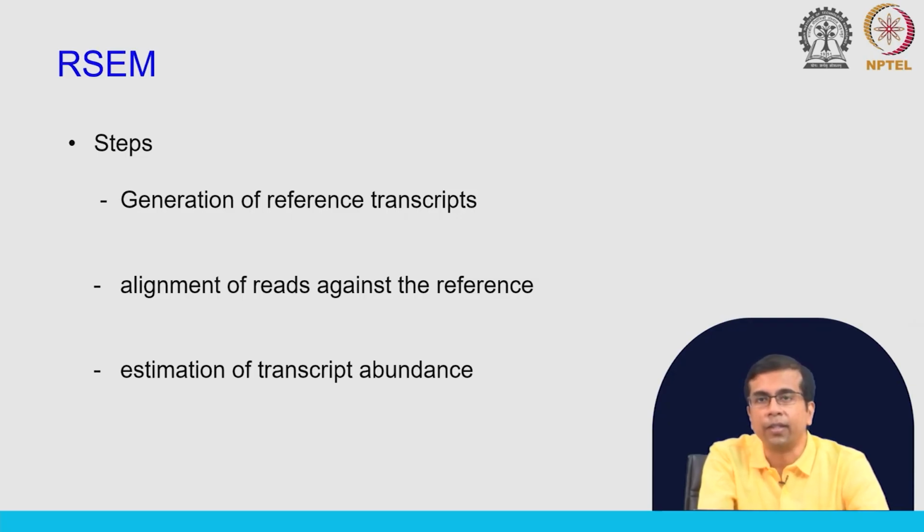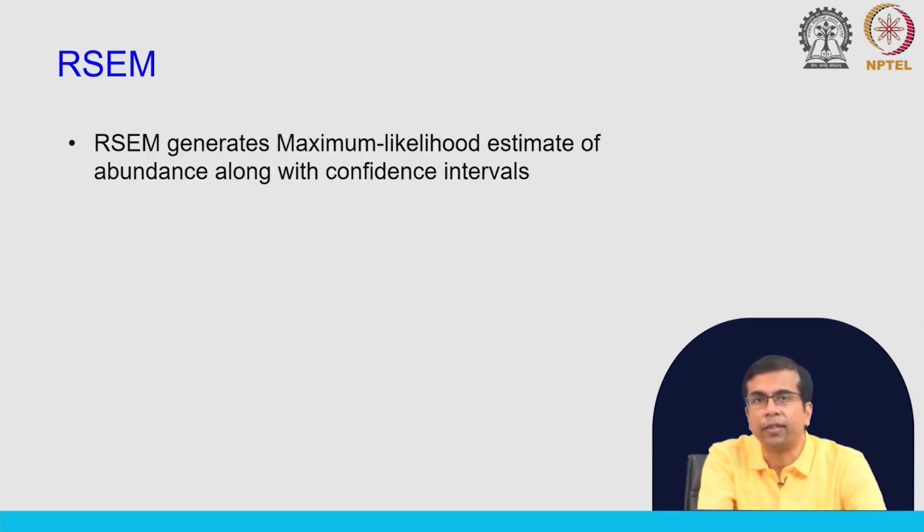What is unique about this tool is that it generates a maximum likelihood estimate of abundance along with confidence intervals. It gives you the 95% confidence interval for each feature, so it is not just a single number for count, you also have a confidence interval. If the variance is very high, then you probably cannot trust the data that you are getting.